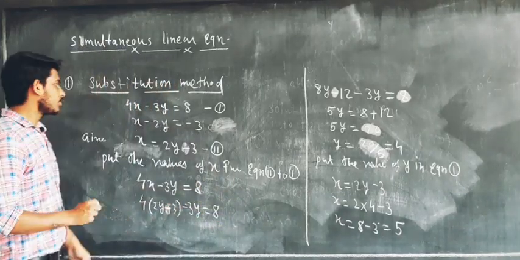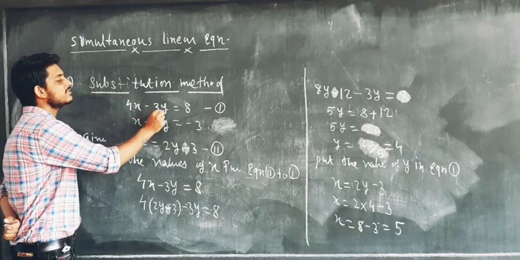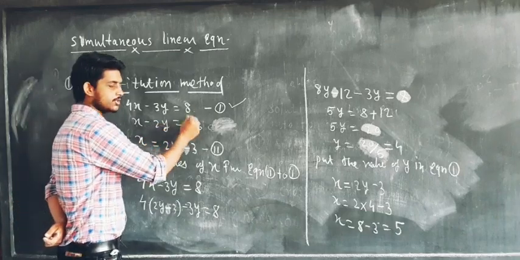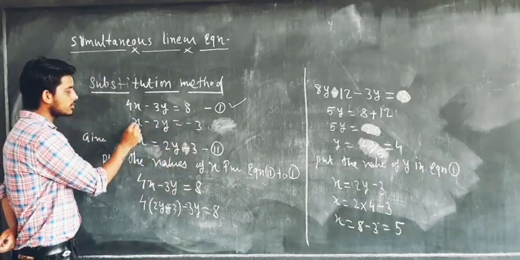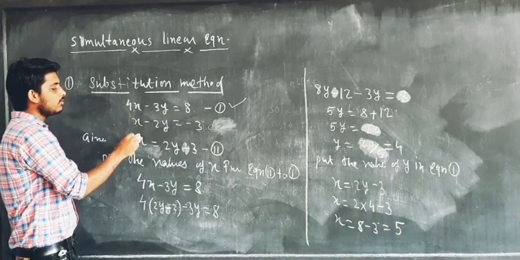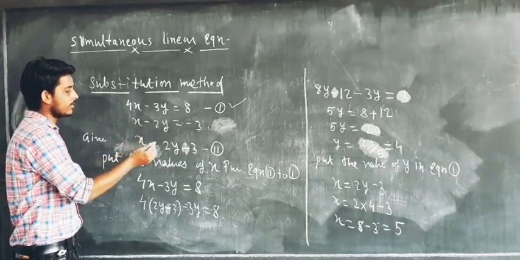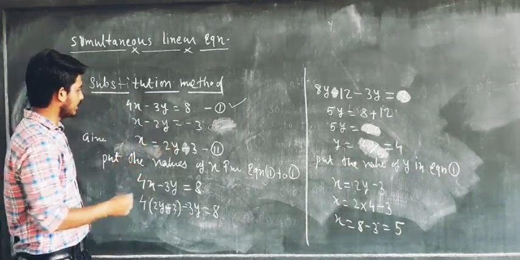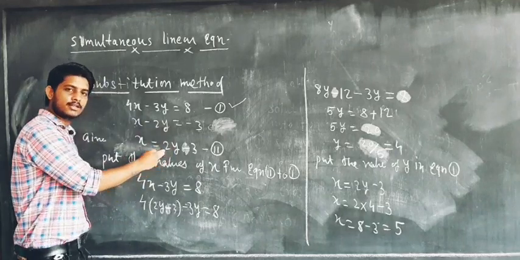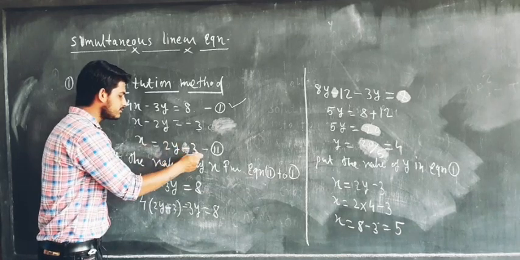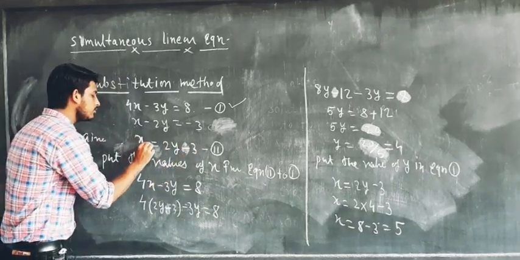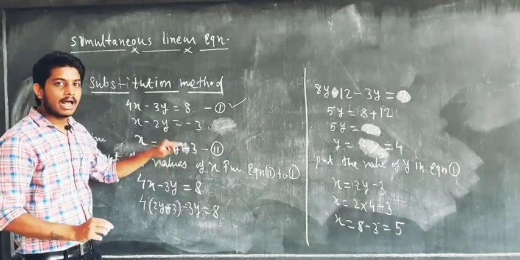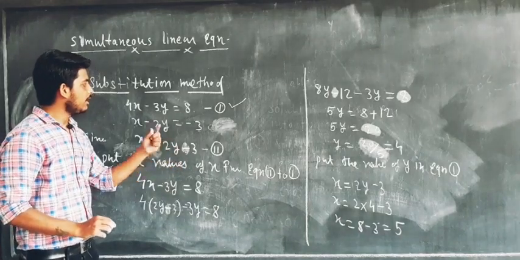So here is one example I have taken: 4x minus 3y equals 8. This is our equation number 1, and x minus 2y equals minus 3. So from equation 2, I am converting the variable x in terms of y. If minus 2y goes to the other side of the equals sign, it becomes plus 2y. So x equals 2y minus 3. Now I have written one variable from one equation in terms of the other variable, and I am going to put this into the next equation.